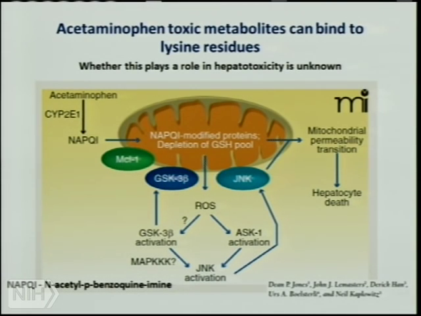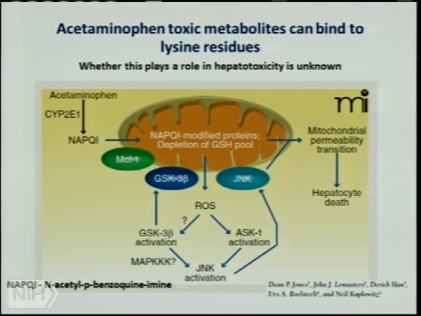Nevertheless, it's also interesting to note that a major toxic metabolite of acetaminophen is NAPQI, which is N-acetyl-p-benzoquinone imine. NAPQI can bind either to cysteines or to lysine residues, and it's a very oxidative metabolite. It depletes the glutathione pool in mitochondria, resulting in JNK activation, reactive oxygen species, and mitochondrial permeability.